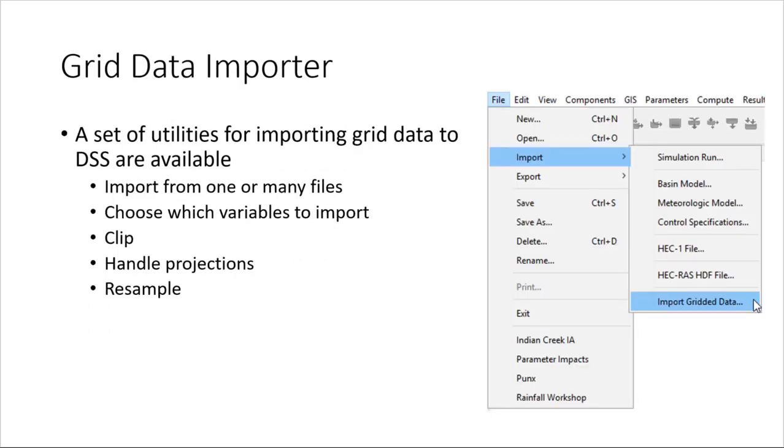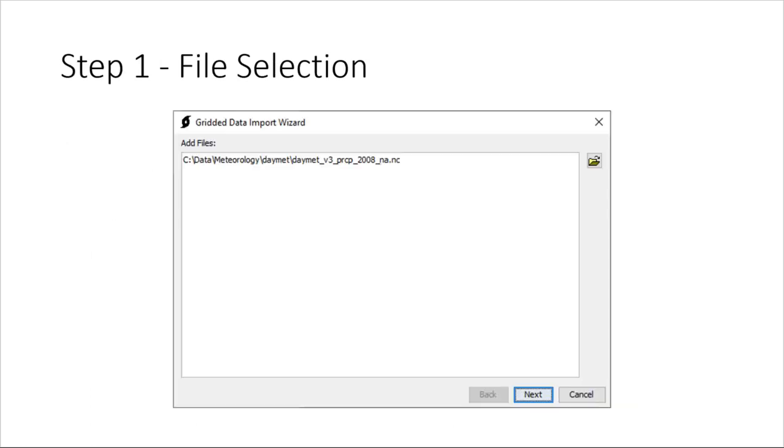HEC-HMS now features a tool for importing grid data from a variety of formats into the HEC-DSS format. It is able to handle one or many files as inputs, filter down to the variables of interest, clip the grid domains to a user-specified spatial extent, deal with projecting the grid data, and handle resampling the grid resolutions. It is available by going into the File menu, dropping down to Import, and selecting Import Gridded Data. The following slides will walk through a simple import using this tool.